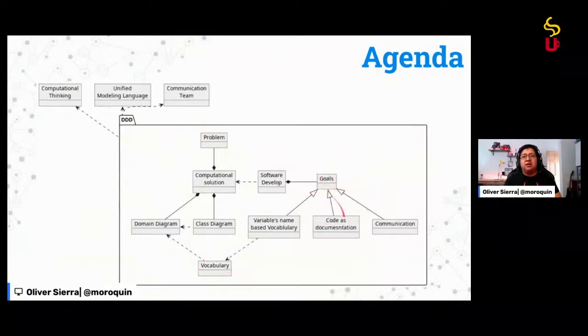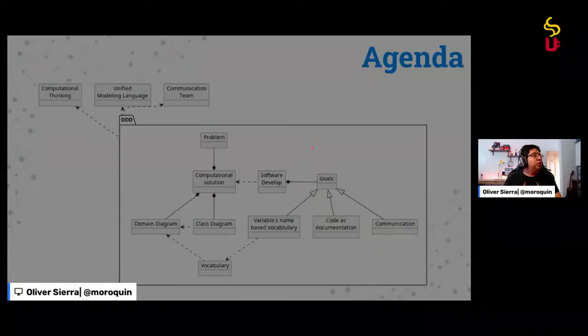So the goals are code as documentation, because it's important that our code expresses in a good way what we are doing and is cohesive, and the communication itself, because if we talk and solve problems with our teammates and we speak in a good way, we can communicate well. And the last thing that we are going to discuss is the variable names based on the vocabulary.